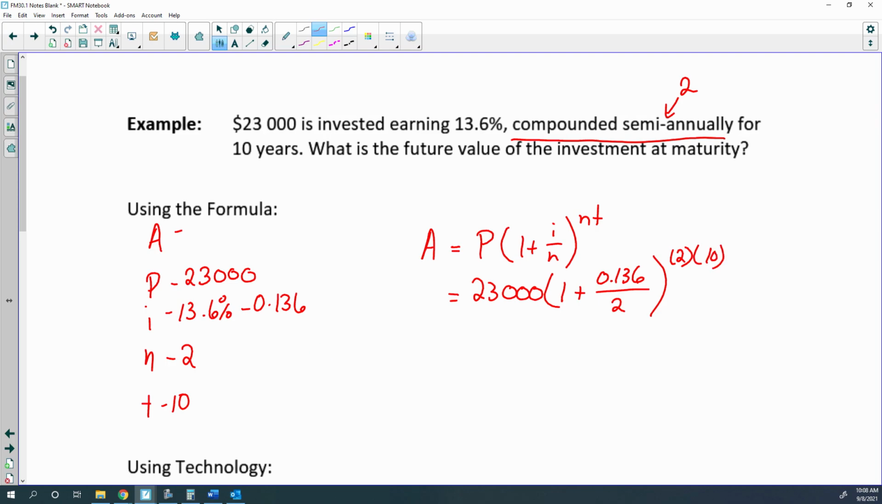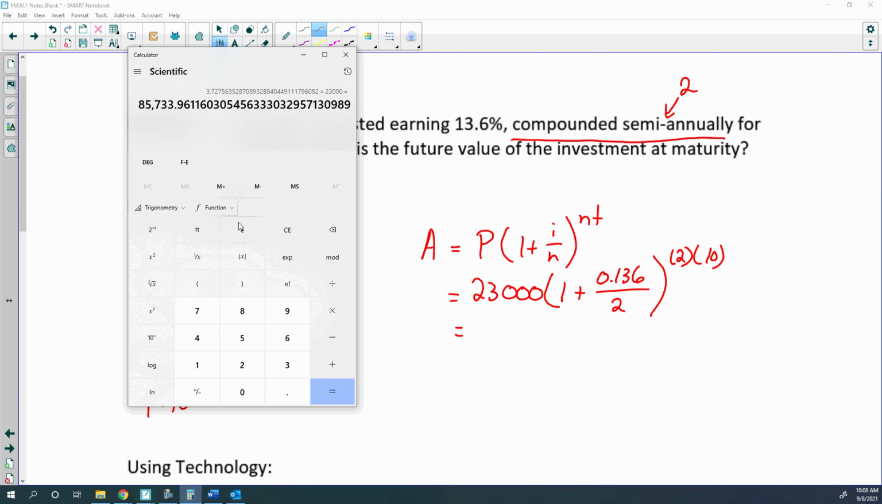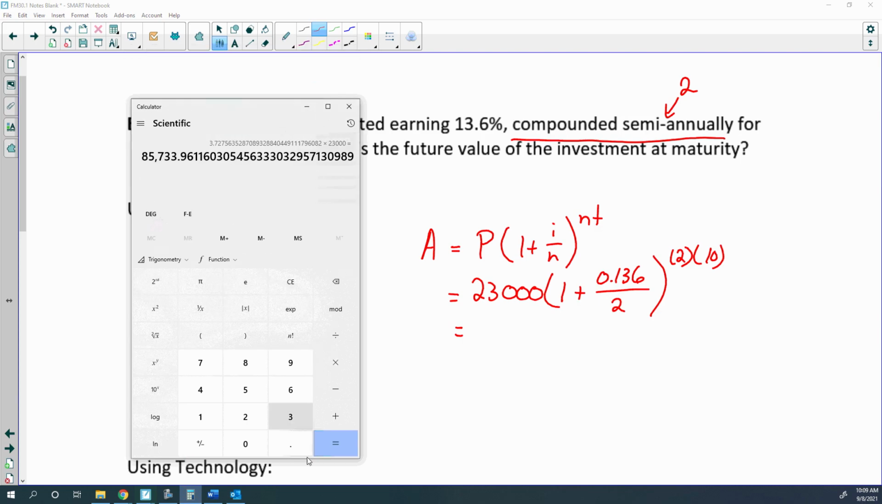And so now I just got to pull up my calculator, and I'm going to plug that in. So typically how I do this is I start with the fraction, add the 1, do the exponent, and then times it by the 23,000. So I'm going to do 0.136. I'm going to divide that by 2, plus 1, and I do hit equals in between each of these steps. And then I got to raise that.